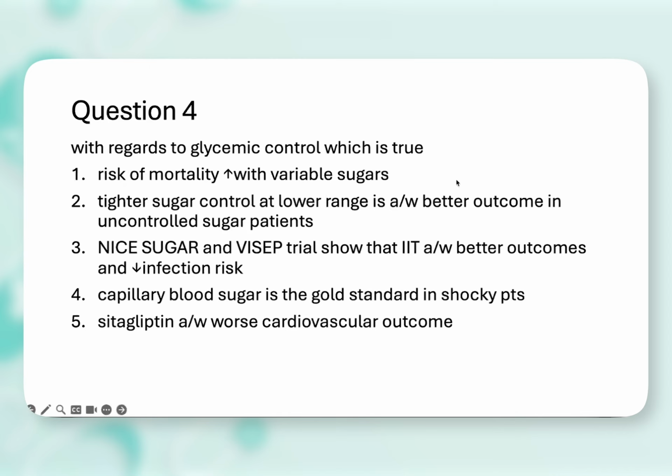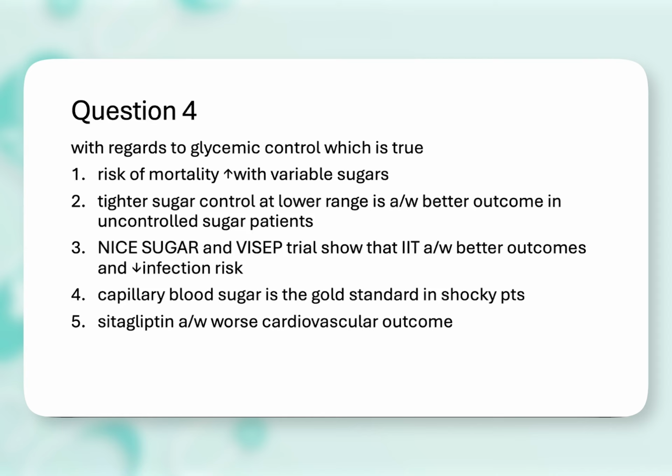Question number 4. With regards to glycemic control in the ICU, which of the following is true? Option 1, risk of mortality increases with variable sugars. Option 2, tighter sugar control at lower range is associated with better outcome in uncontrolled sugar patients. Option 3, NICE-SUGAR and VISEP trials showed that intensive insulin therapy is associated with better outcome and reduction in infection risk. Option 4, capillary blood sugar is the gold standard in shock patients. And option 5, sitagliptin is associated with worse cardiovascular outcomes.